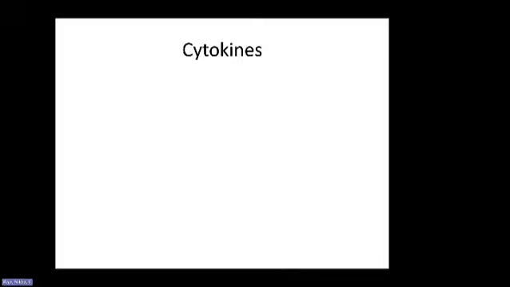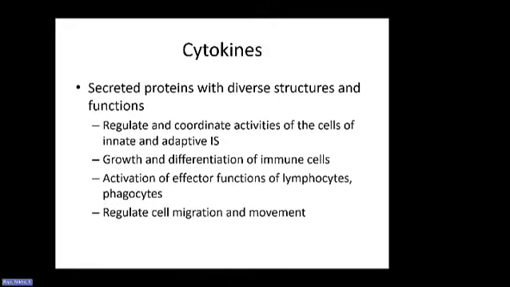One part of the immune response that's really important is cytokines. So cytokines are secreted proteins with diverse structures and functions. They help in regulating and coordinating the activities of the cells of both the innate and adaptive immune systems. They also help in growth and differentiation of immune cells.